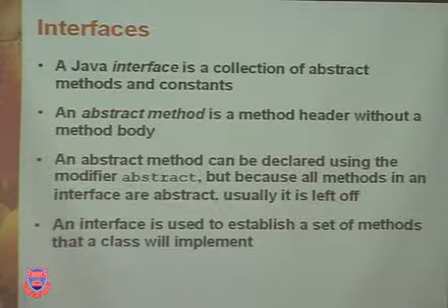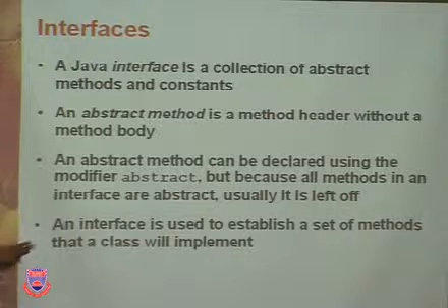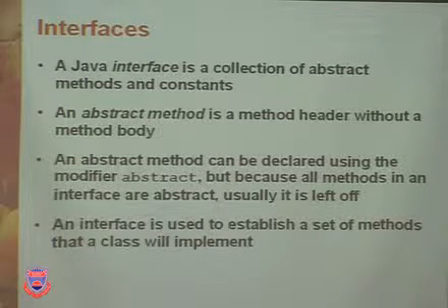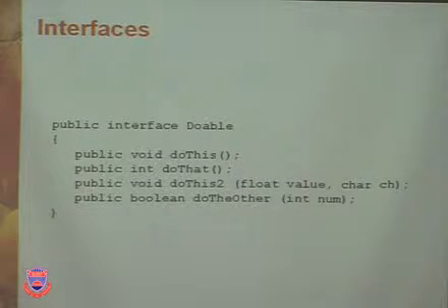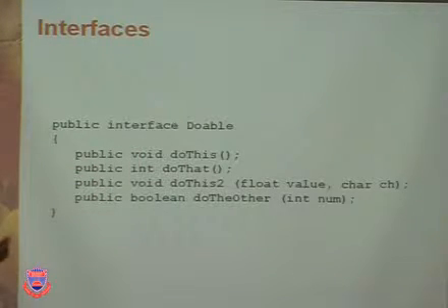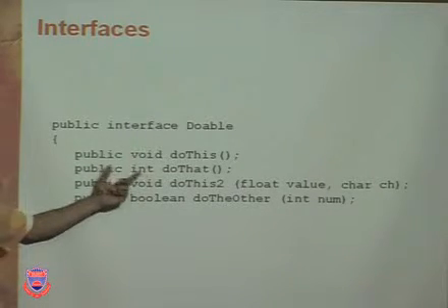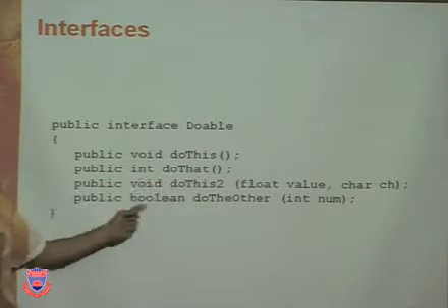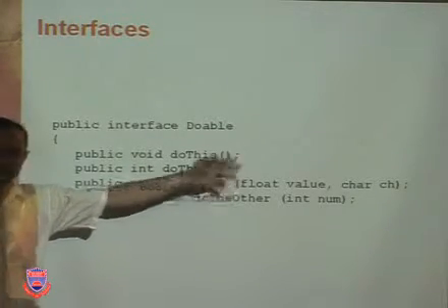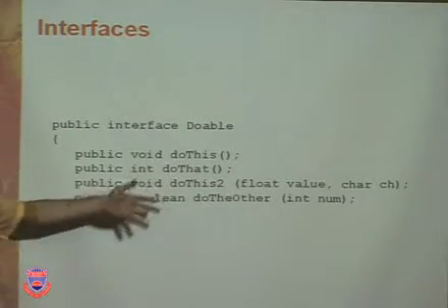So this gives an idea of a collection of methods that you will be implementing if you ever want to implement that interface. It just gives an idea of what methods you're going to use. For example, public interface Doable is an interface where any class that is going to implement it will have the following methods. It has a void doThis, int doThat, and void doThis with whatever arguments, and then a public boolean doTheOther, which has an integer argument.